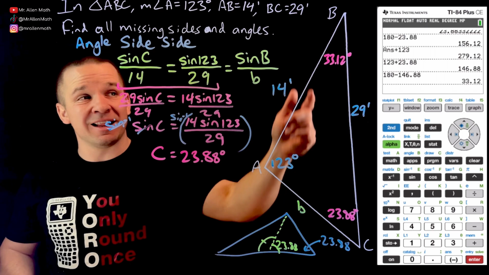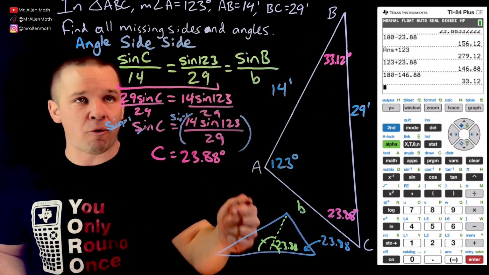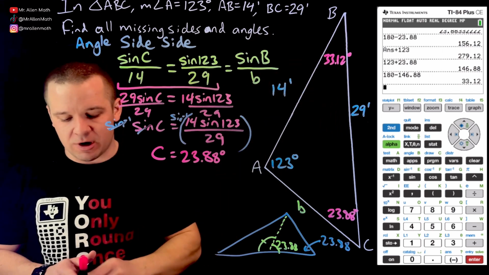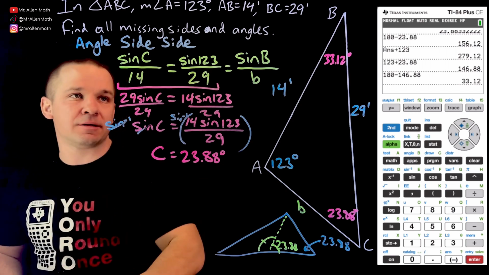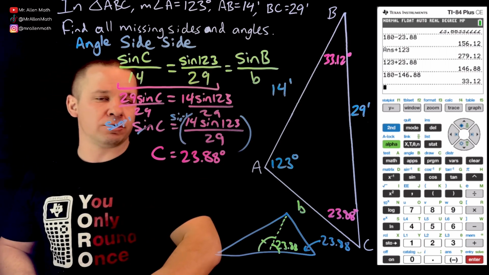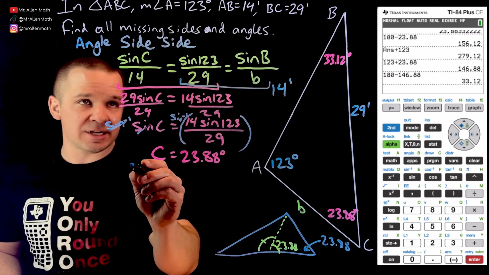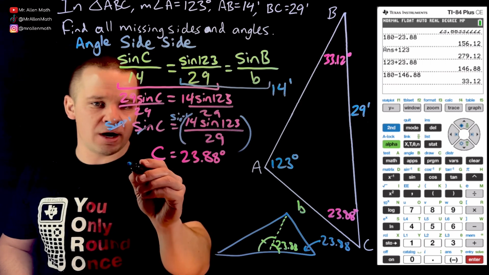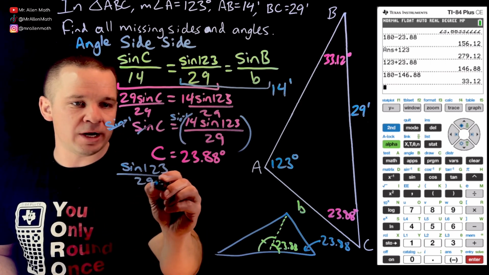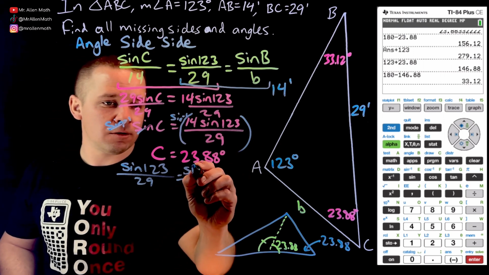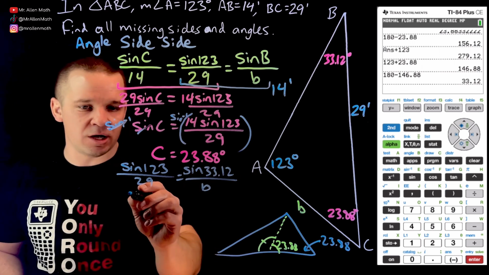Cool? So since I'm saying this angle is 33.12 degrees, I'm going to use that to solve for B so that it works with this triangle. I know I'm being probably pretty nitpicky on this, but there's a reason behind it. So anywho, all right, let's go to blue now. We'll solve this guy right here. So we still have our sine of 123, and I'll write the whole proportion here. Sine 123 over 29 equals sine of now 33.12 over B. We'll cross multiply.